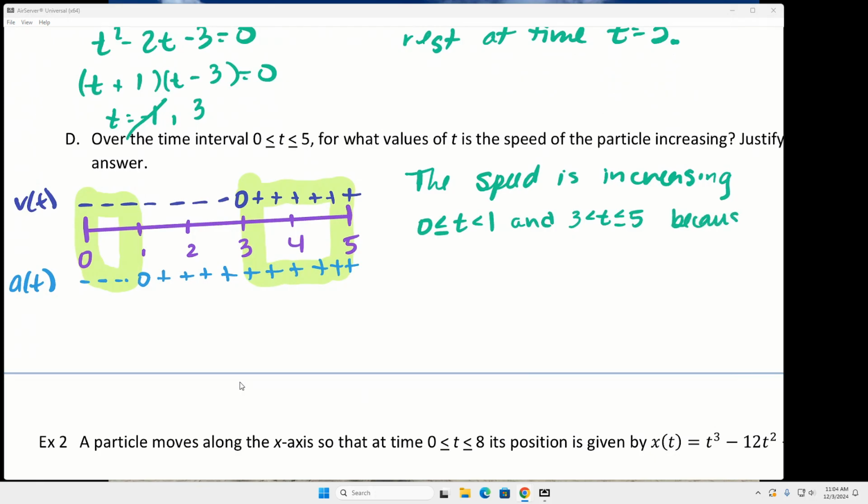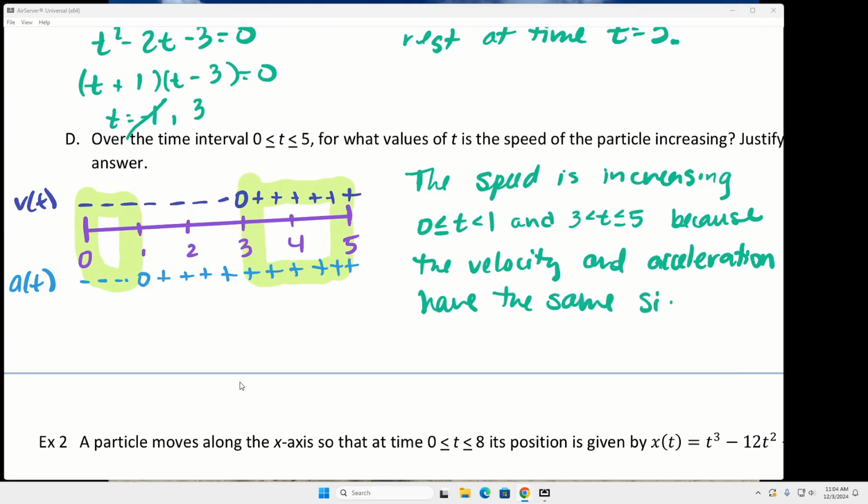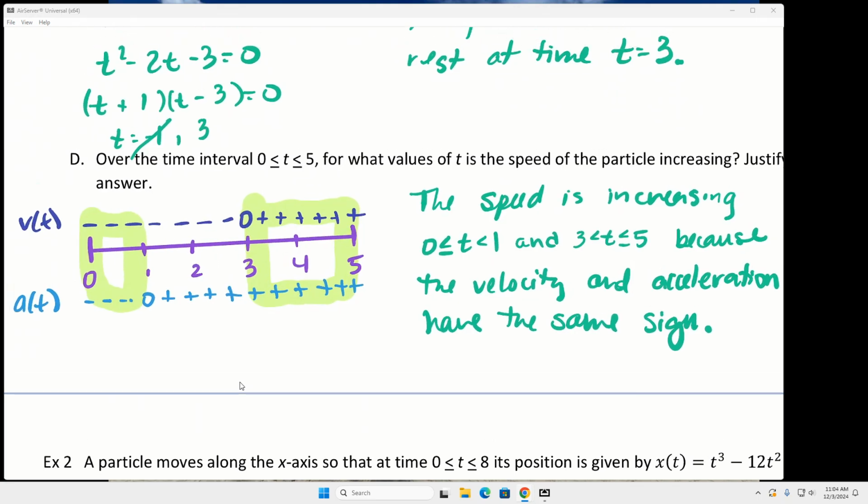The reason is the velocity and acceleration have the same sign. Oh, wait, I see. So we plug one of the intervals into the t squared minus 2t. Mhm. Okay, that's where I messed up.